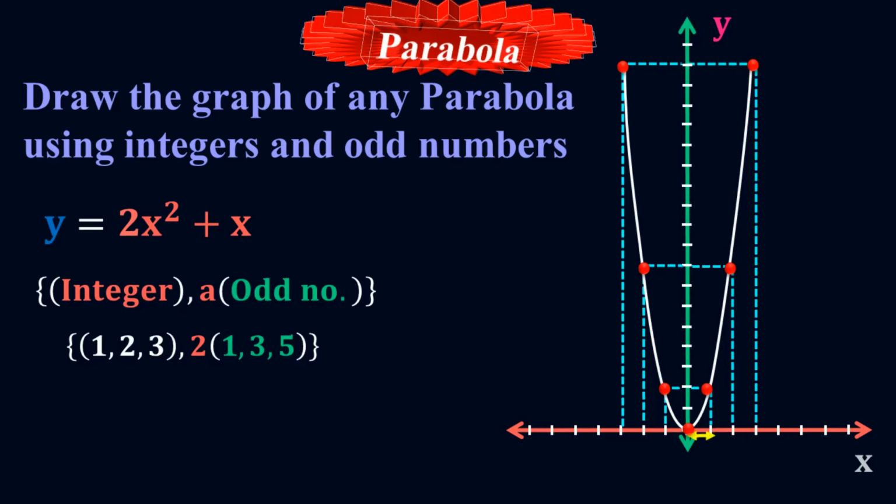When I go positive 1 along the x-axis, I took the first integer, which is positive 1, and I will go 2 points upward. Remember, don't forget the multiplication of a. This time a is 2, last time I had 1. So 2 times 1 is 2. When I pick the first integer 1, I'm gonna go 2 points in the upward direction.